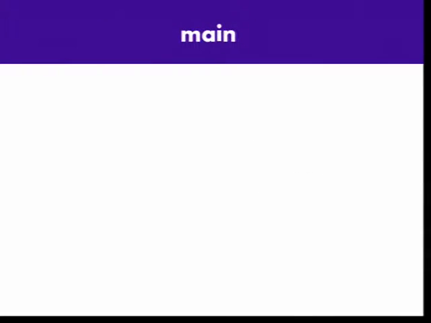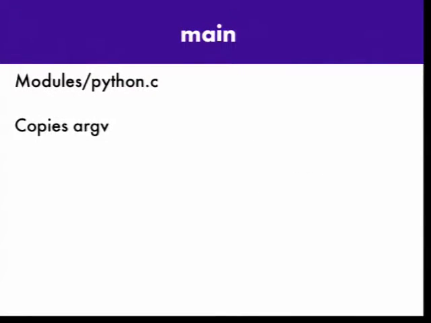So I'm going to talk about what main does. Again, it lives in module/python.c. The first thing it does is it makes a couple of copies of argv. I don't remember what the multiple copies are for, but that's what it's doing. It sets the locale, which is the C library locale. And it calls py_main, which is actually where most of the action happens. So I want to assure you, I'm not going to go into this much detail about every single little thing.